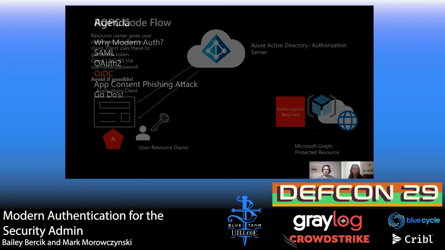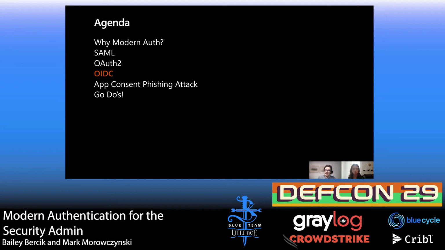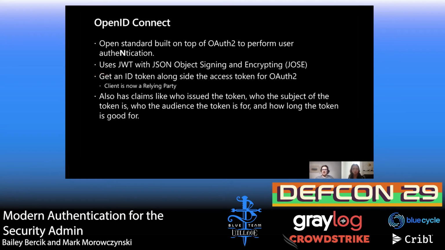Okay, so let's look at OpenID Connect. OpenID Connect is actually a standard that's built on top of OAuth 2. OAuth 2 was designed this way to be extended like this. OpenID Connect basically extended OAuth 2, and now this will also perform the user authentication, right? OAuth 2 is authorization, sometimes abbreviated as AuthZ. OpenID Connect is AuthN.